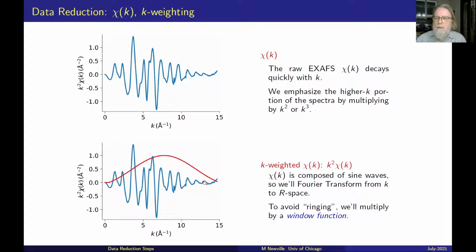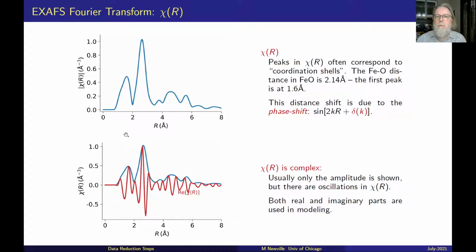So as we can see from these plots of the k-weighted chi data, chi of k is composed of sine waves. So we'll Fourier transform the data to R space. And indeed, Fourier transforming XAFS data is what really allowed the initial understanding of XAFS data. And so to avoid truncation problems or ripple in the XAFS, we'll also multiply by a windowing function. Here's a very smooth type of windowing function that is commonly used. So we'll multiply the blue curve times the red curve and then do a Fourier transform. When we do that, we get a Fourier transform that looks like this.